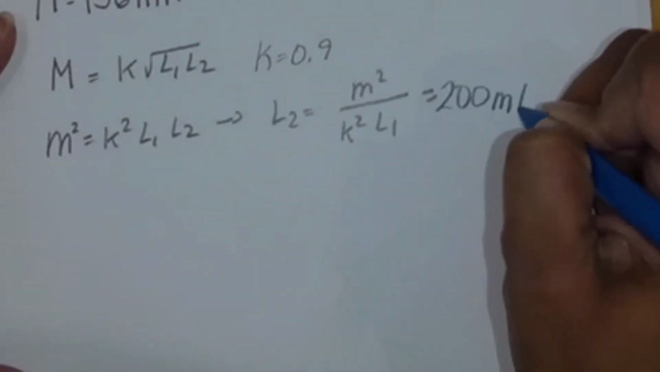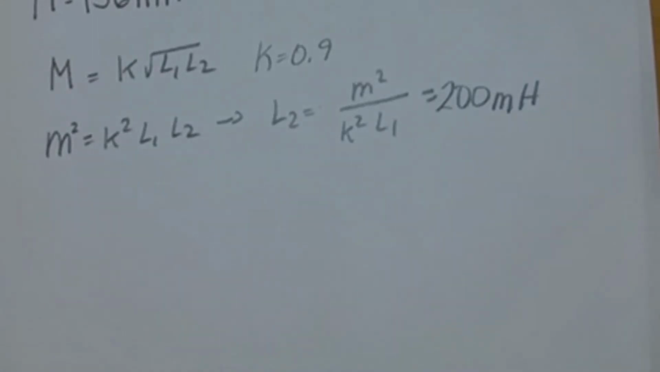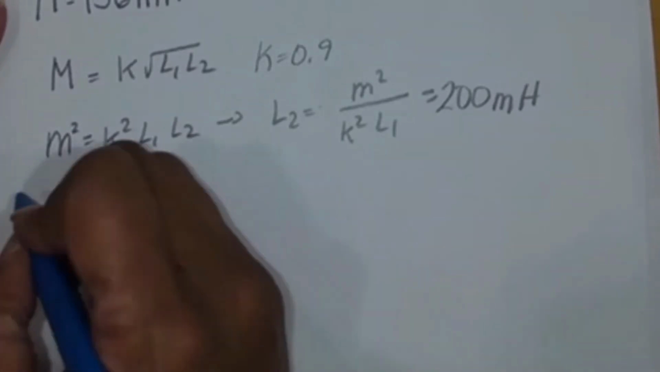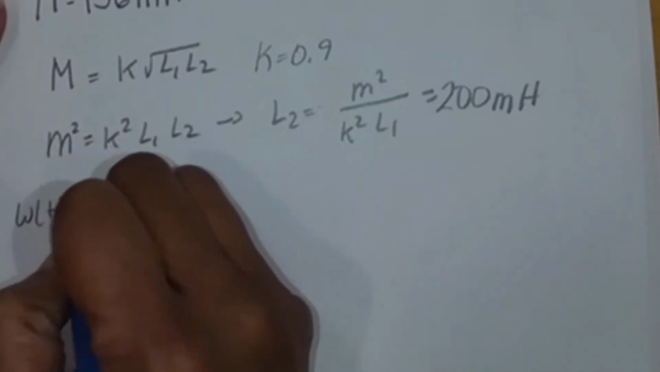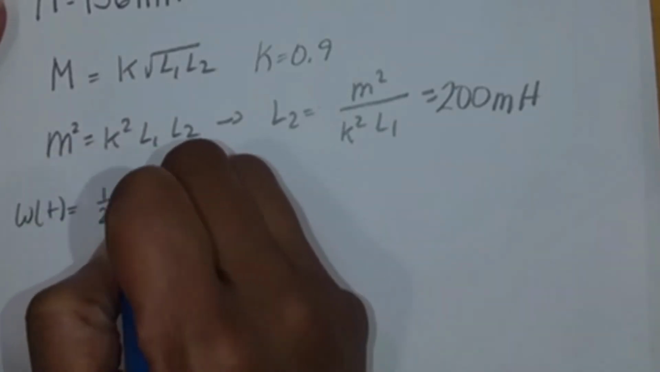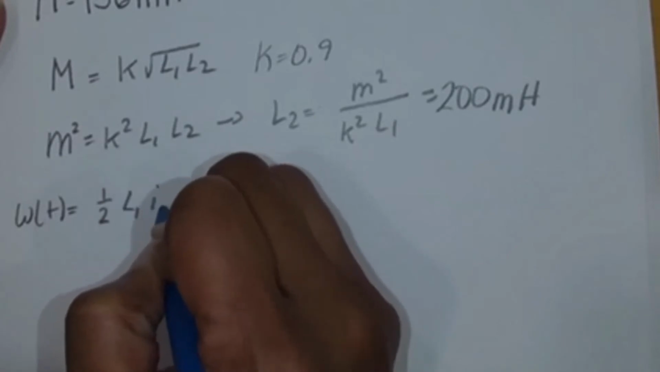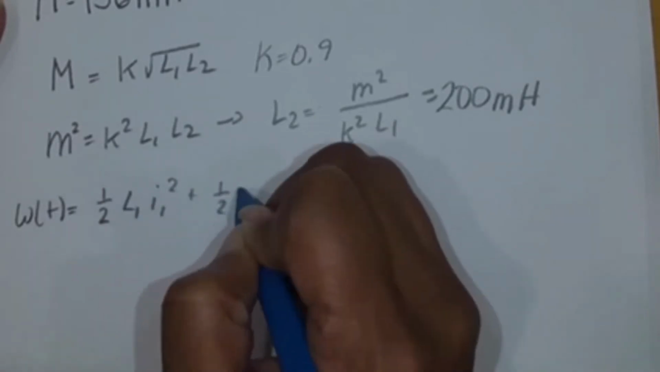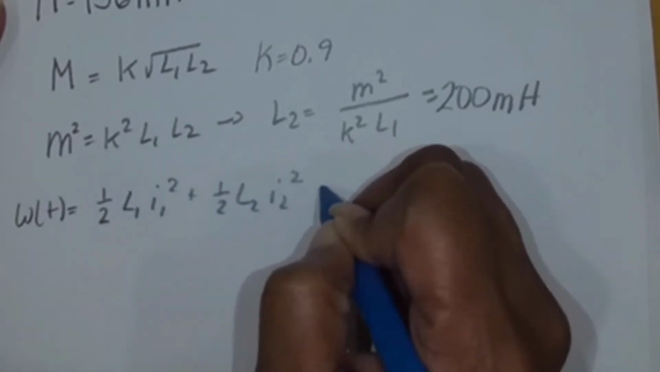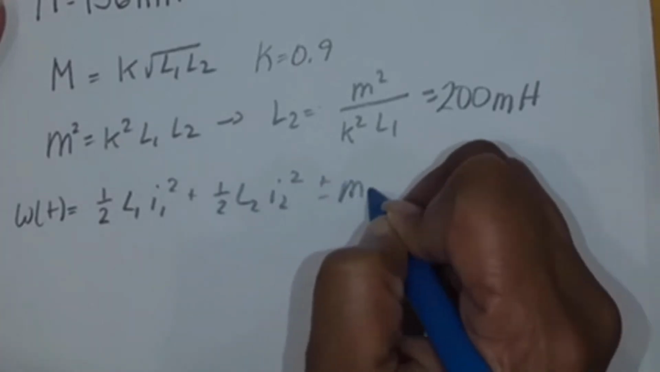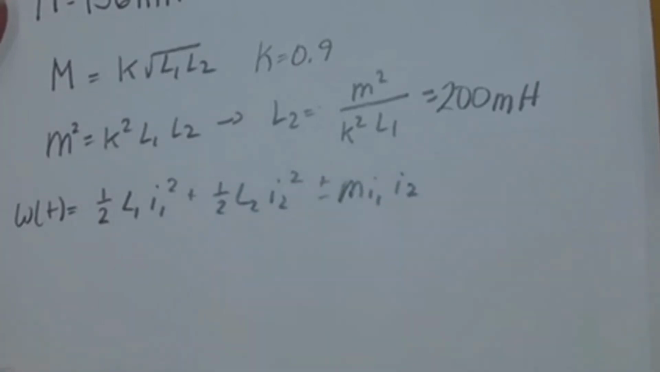Are there any questions so far? All right, now we need to find the energy. The energy stored in the inductors is 1/2 L1 I1 squared plus 1/2 L2 I2 squared plus or minus M I1 I2.